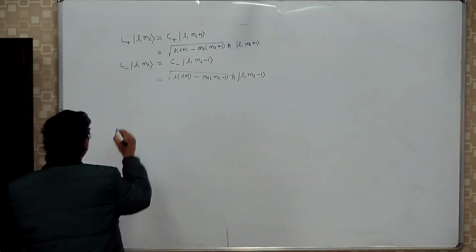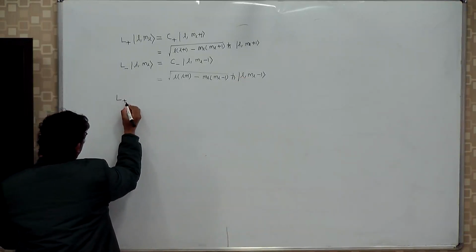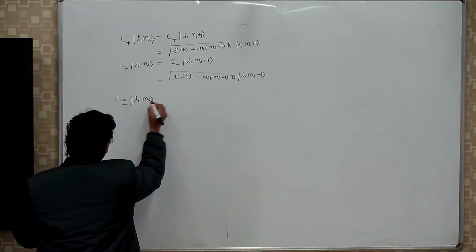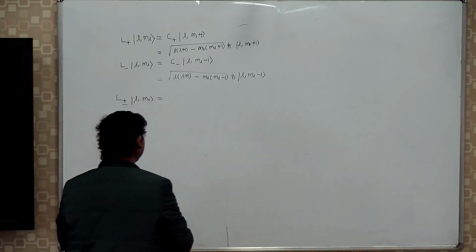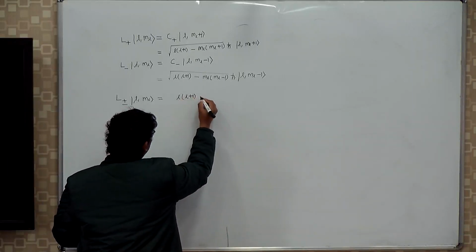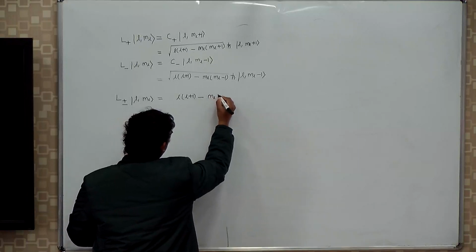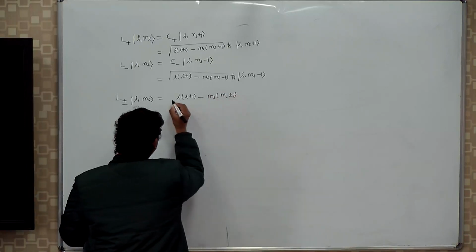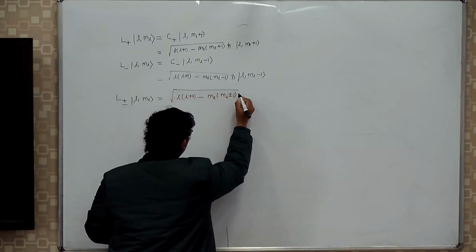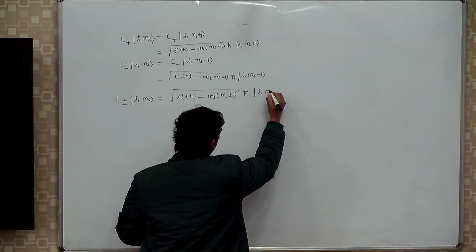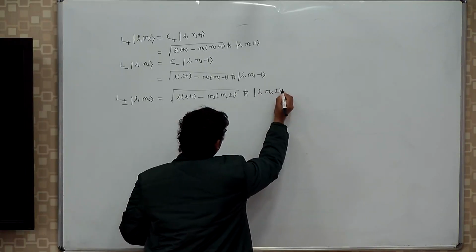If you are writing combinedly, L plus or minus L comma m L is equal to the square root of L into L plus 1 minus m L into m L plus or minus 1, h cross L comma m L plus or minus 1.